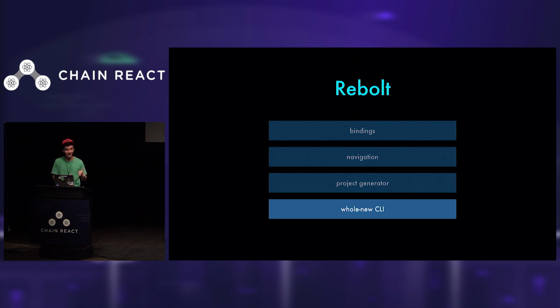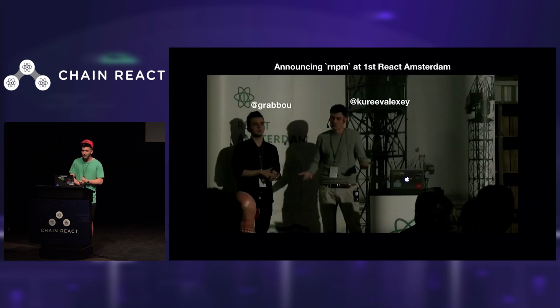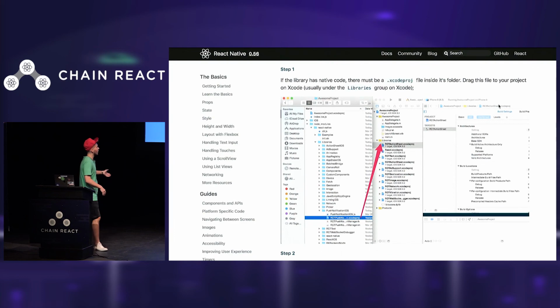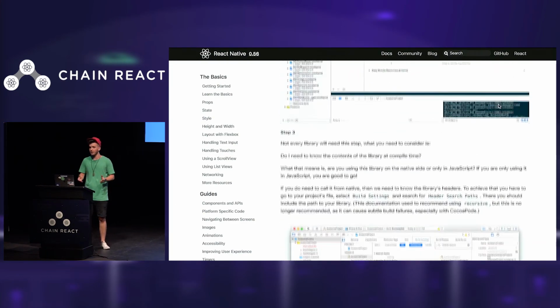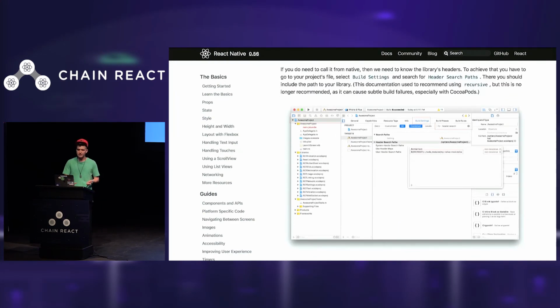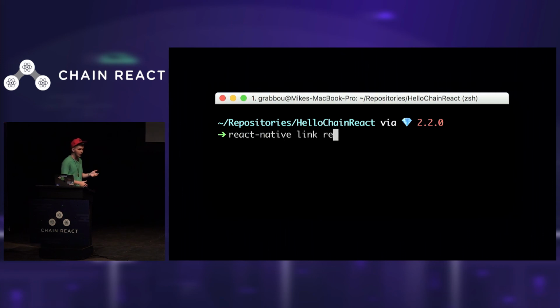Anyway, the last part of Rebuild is the whole new CLI system. And if you've been following React Native, you know that I'm always excited about command line tools. This is the first React Amsterdam conference where Alexei and I announced RNPM, which later became react-native link. We used react-native link to avoid the experience of linking all the stuff everywhere, so that it's just as easy as running a single command, and you can forget about all the native stuff.